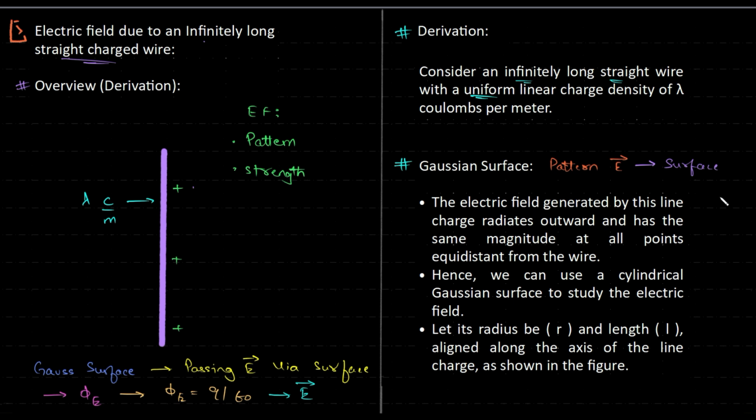So the electrical field line generated by the line charge is radiating outward. The word radiating should not be missed. And with the same magnitude at all points equidistant from the wire. Hence, we can have a cylindrical Gaussian surface to study the electrical field. And we are considering this to be of radius r and length L.